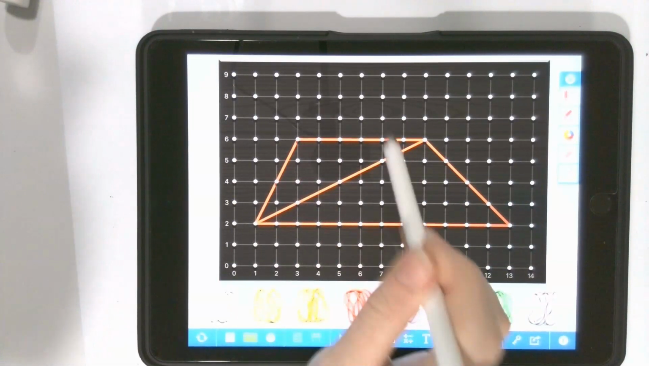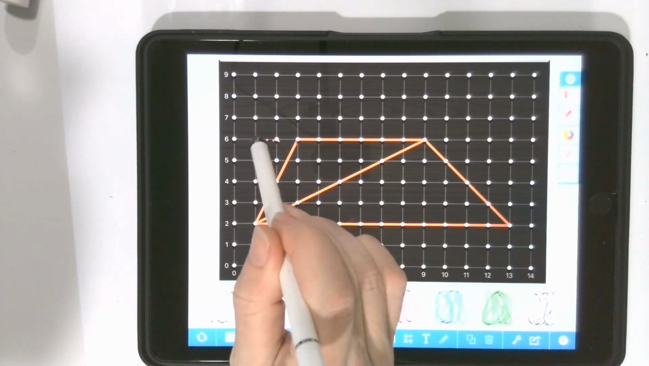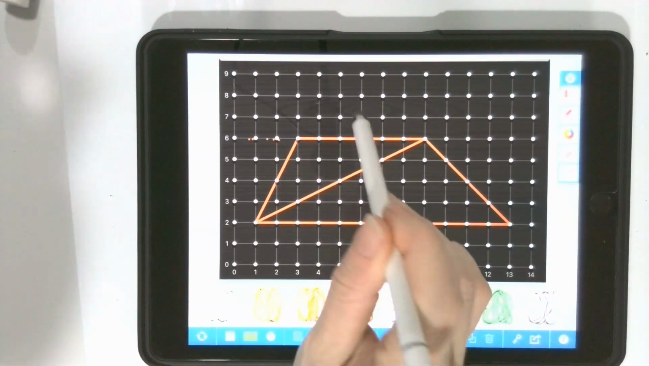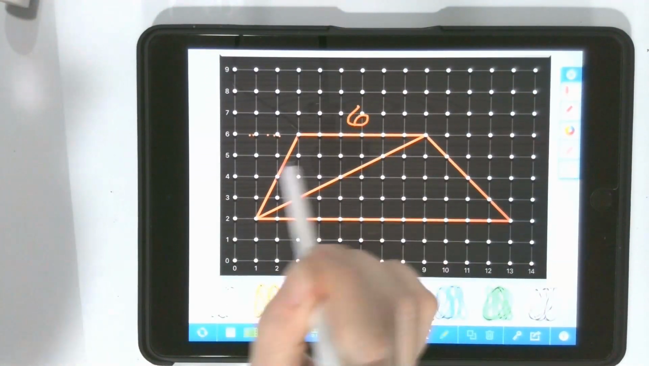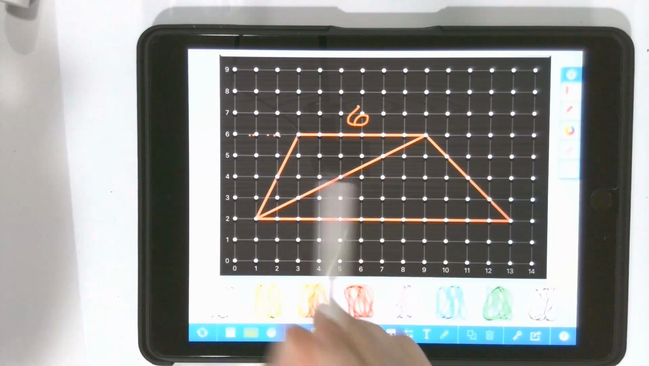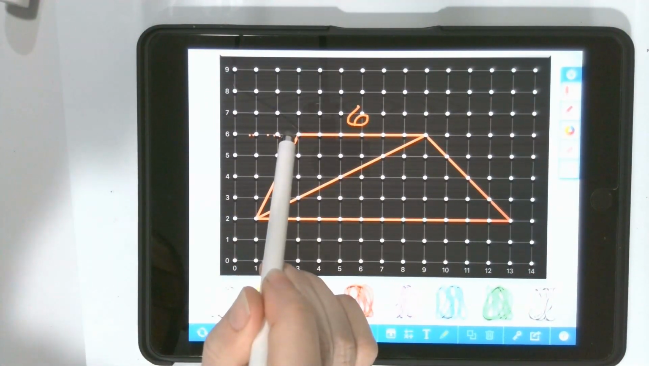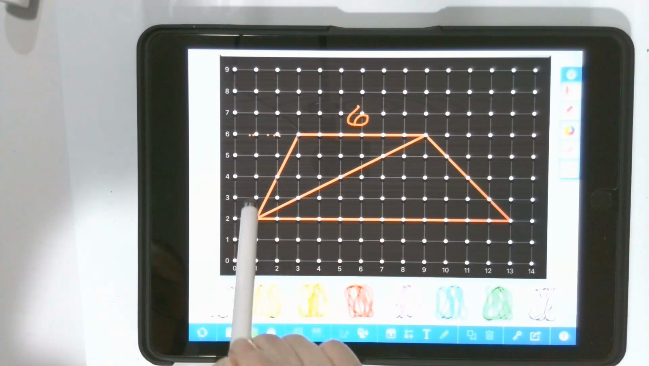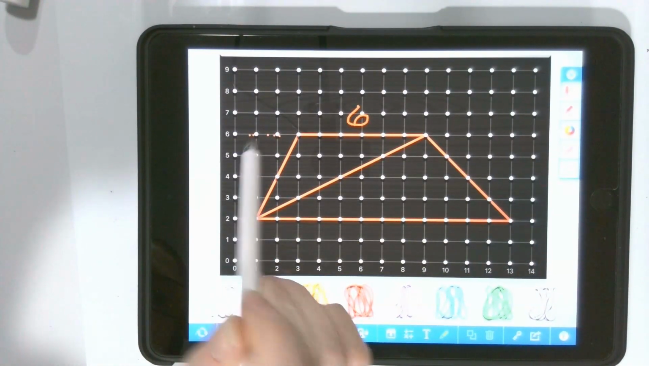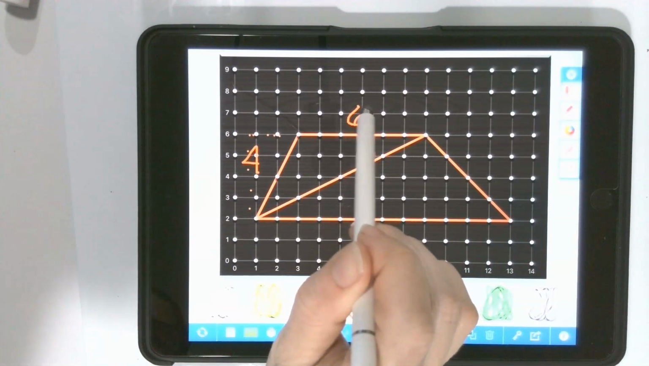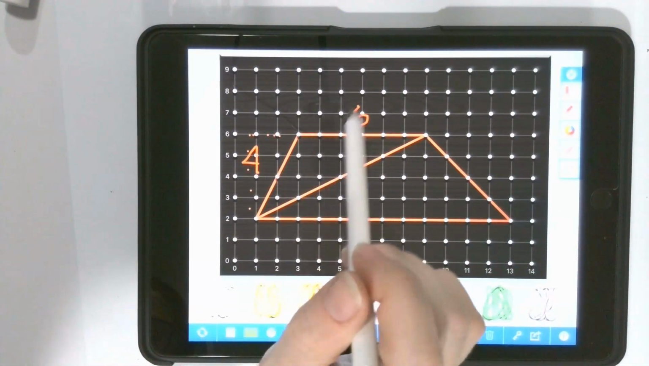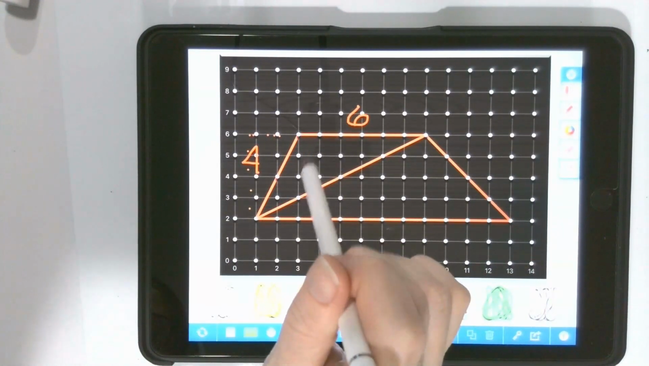We can pretend that this triangle is upside down and extend this base right here, measurement 1, 2, 3, 4, 5, 6. And then the height of it, we would have to come off at a perpendicular angle, which we don't have. So we're going to have to extend this over here in order to get this perpendicular side, which is 1, 2, 3, 4. Okay, so 6 times 4, and then cut that in half. So 6 times 4 is 24. Cut it in half is 12.